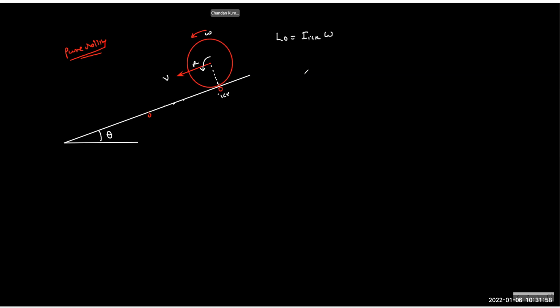That's it. Correct. Done. So dL about O by dt will be how much? Done. And now this term is easy to write. What can you write? M k square plus M r square, the parallel axis term. Is it okay? Done. Yes or no? Yes. And now what is the torque about O?